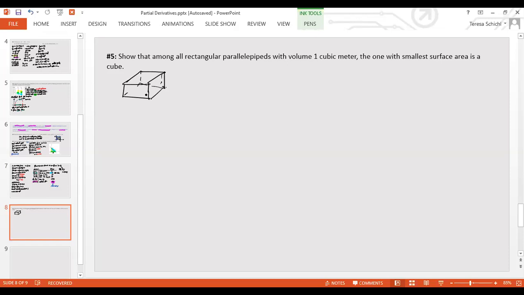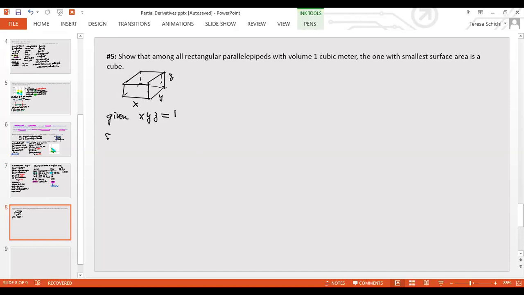It's just a rectangular box here, right? So I have X, Y, and Z, okay? So let's say we are given that the volume of this is equal to 1. So X times Y times Z is equal to 1. And then we want the one with the smallest surface area, okay?